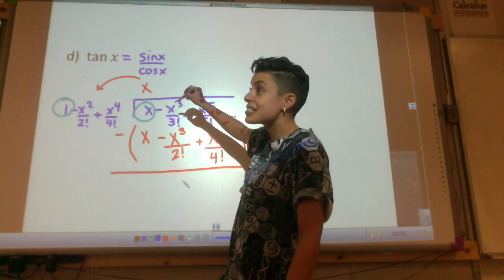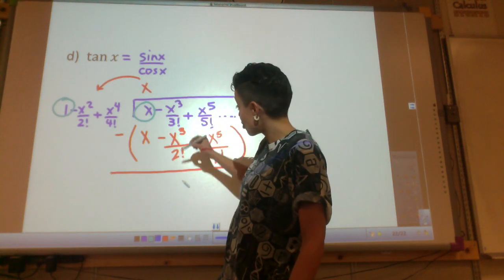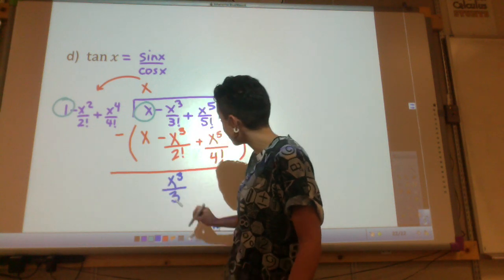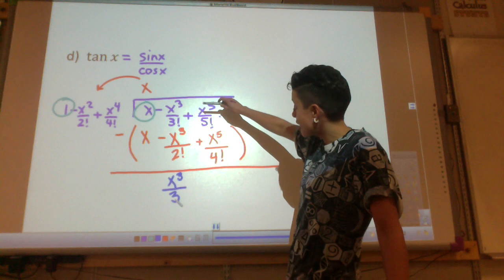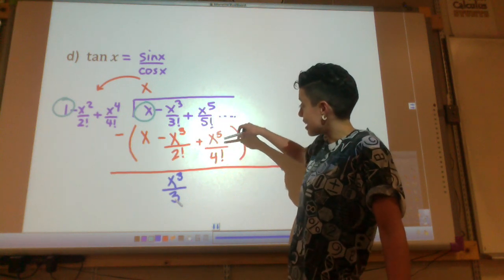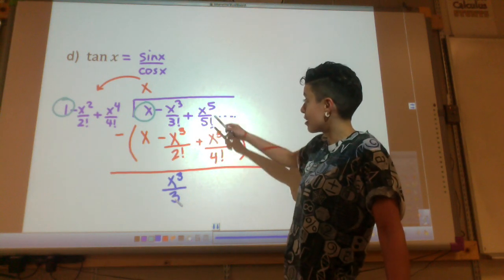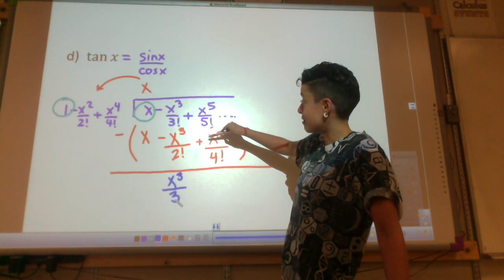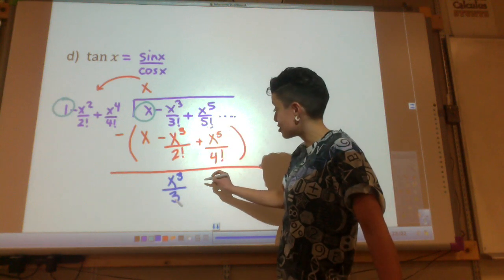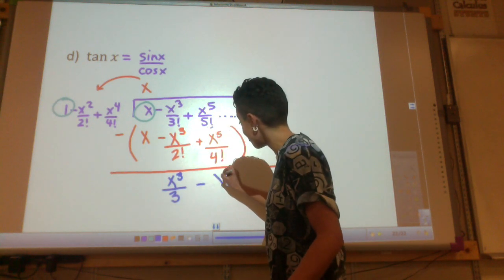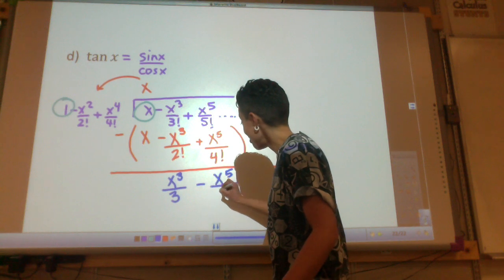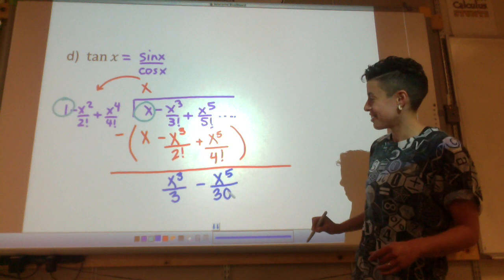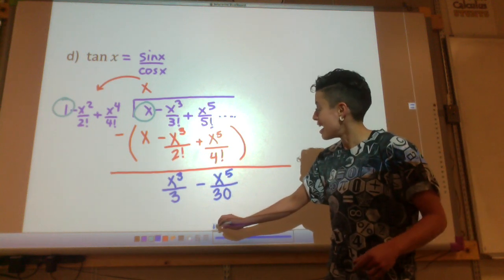1/2 minus a 6 is going to be a third. So I've got x cubed over 3 right here. And now I've got x to the 5th over 120 minus x to the 5th over 24. Common denominator is 120. Need to multiply that by 5. So it's going to be negative 4 over 120, which is negative x to the 5th over 30. And so forth.